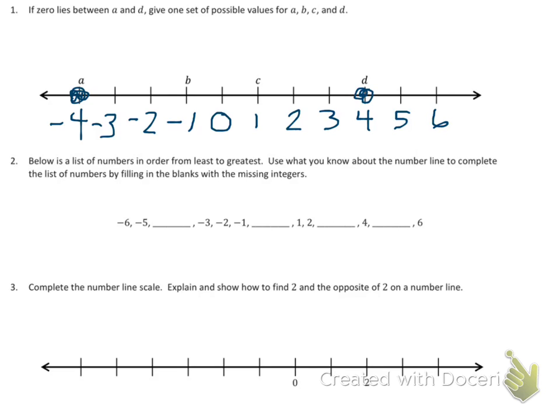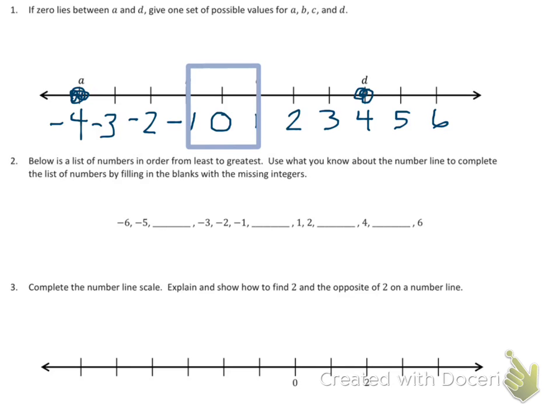And then that shows us that we've got some opposites. B is -1, and that makes C its opposite. So that's right there. They're both exactly one space away from 0. And then also we have A, which is at -4.